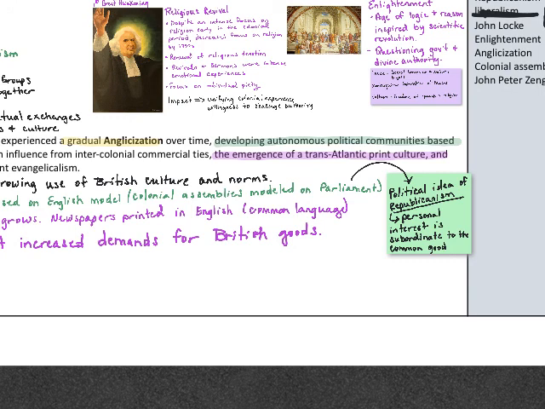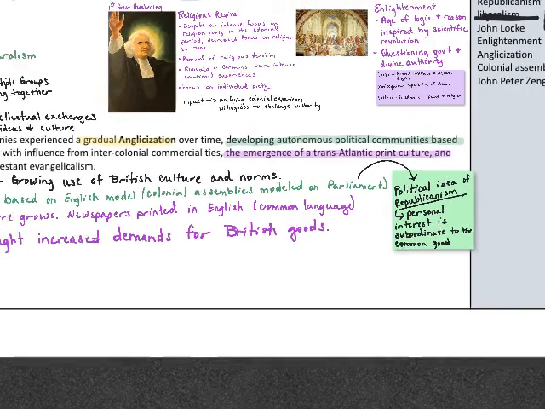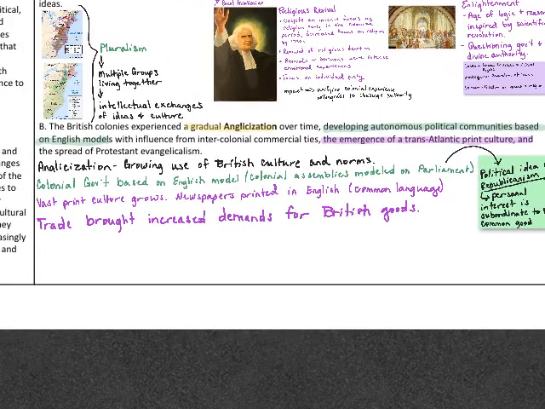And so ideally, this English model based on Parliament should be based on the idea of republicanism, that we're not serving our selfish interests. However, it didn't always go down like that, as we know. We also see English culture spreading through the print culture, the newspapers, the books, all printed in English, which is the common language that everyone in the colonies is speaking. And trade also brings increased demand for British goods. Like the way you showed your wealth was by buying fancy, expensive British products.